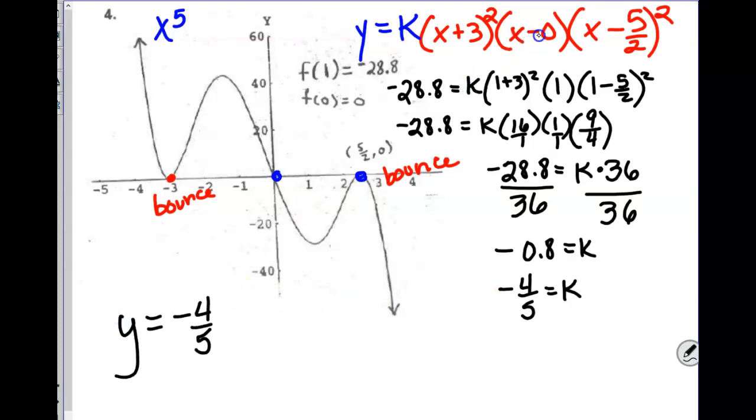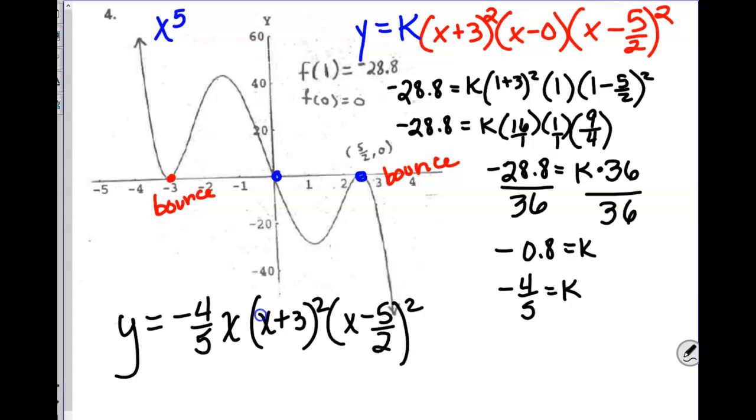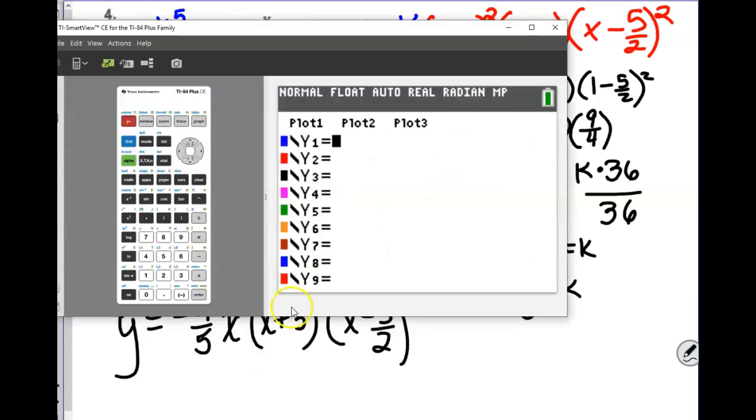Can I move that x minus 0 out to the front as just an x, guys? So would that be okay with everybody? And an x plus 3 squared and an x minus 5 halves squared. Let's type that in. We are going to, two things. We're going to have to set the window right, but first thing, if you go to y equals and you have a plot on up here, your calculator's not going to do this right, okay? Does everybody know what I'm talking about? If you have a little black box around plot, go up, hit up, arrow, enter, back down till it's off. All right.